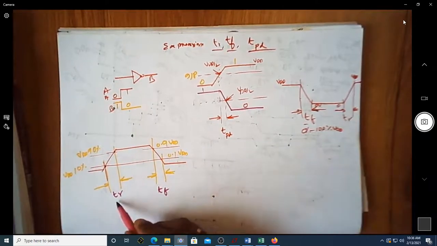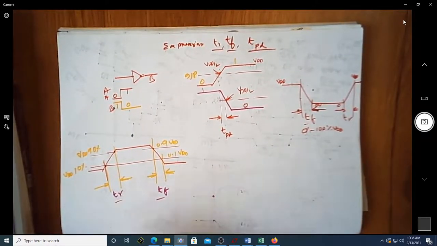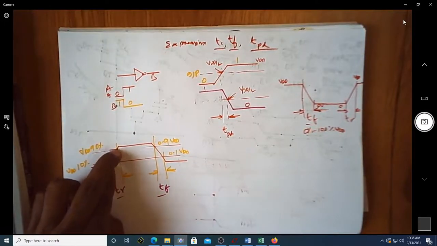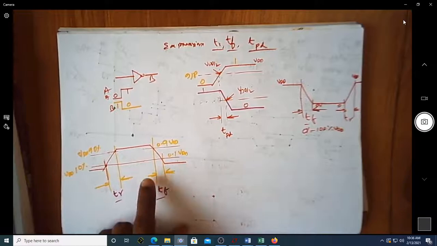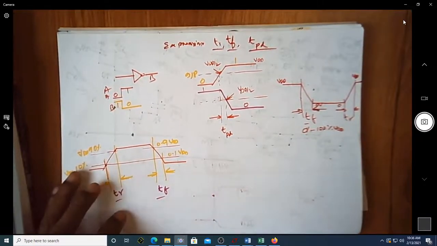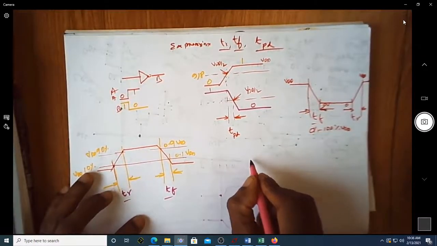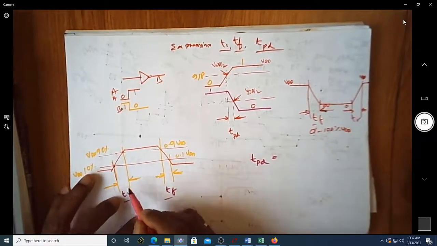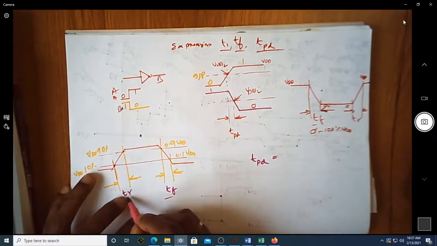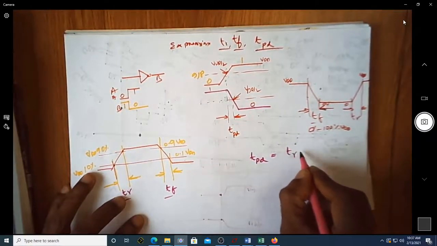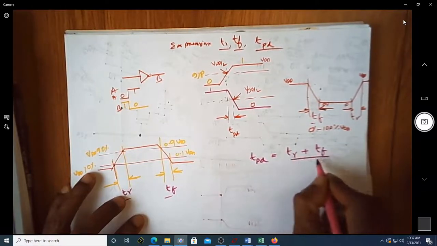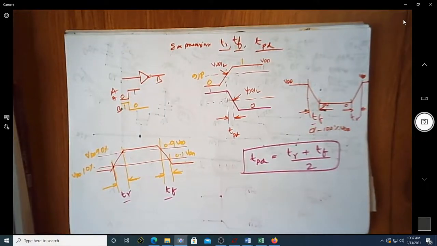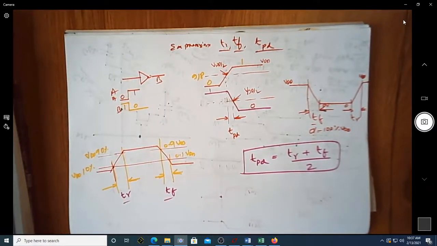So typically rise time and fall time are defined as the time taken by the inverter to rise from 10% to 90% of the final output voltage, and vice versa for the fall time. We can also define the propagation delay as an average of this rise time and fall time. You can typically approximately write it as the propagation delay being the average of rise and fall time.